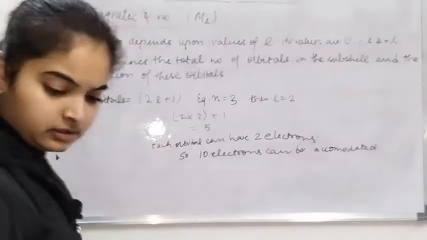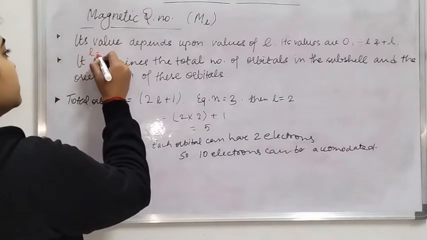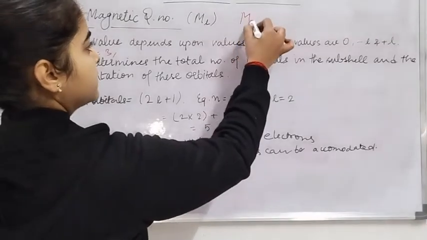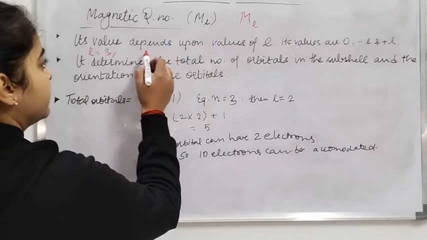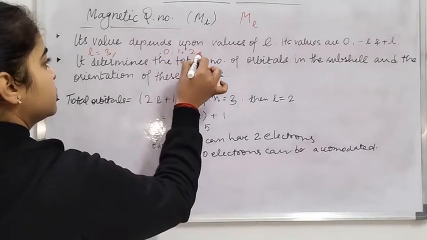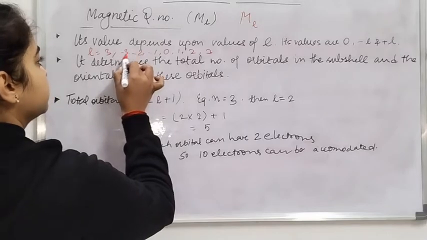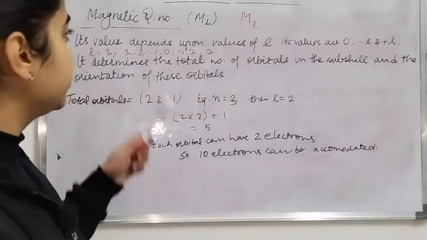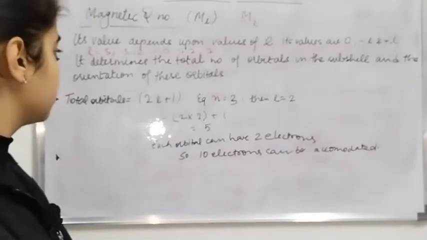For example, if azimuthal quantum number is 3, then it is denoted by m small l. Then the magnetic quantum number will have these values: 0, 1, 2, 3, minus 1, minus 2 and minus 3. It will have 7 values. It determines the total number of orbitals in the subshell and the orientation of these orbitals.